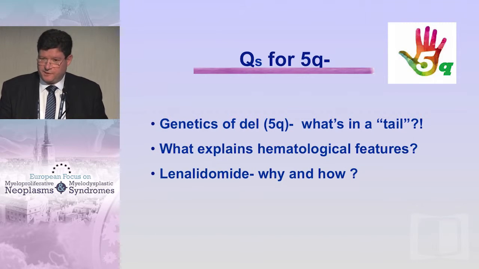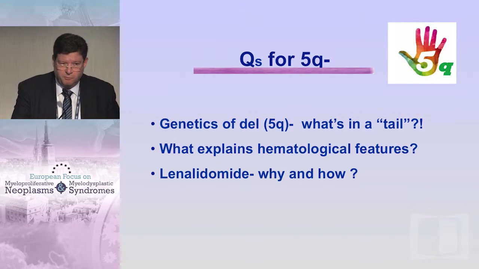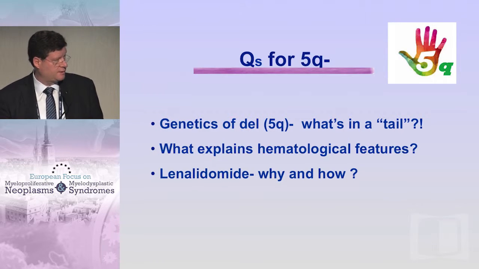What would be the questions that we would put for the 5q minus syndrome today? Well, the first certainly challenging is what's in this tail of the long arm of chromosome 5 genetically? Is it causing the disease? What explains the hematological features of this syndrome? And why is lenalidomide so effective in this disorder?